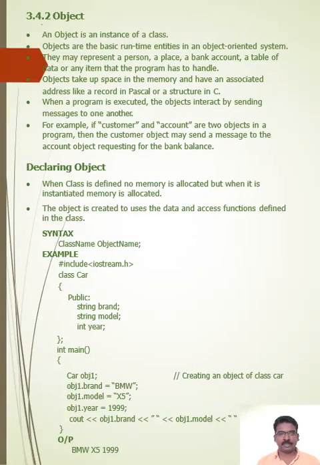Coming to the definition of an object, an object is nothing but an instance of a class. So an object is just a copy of a class, we can say. Whatever is defined or mentioned in the class, a copy of that will be created as an object.